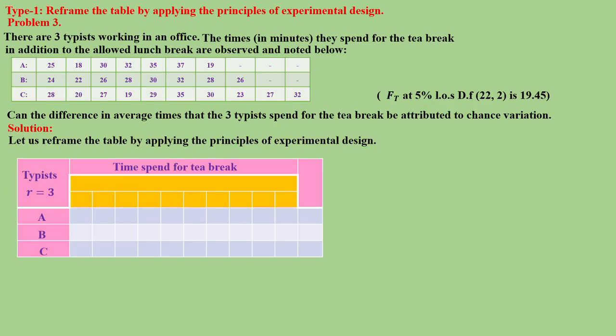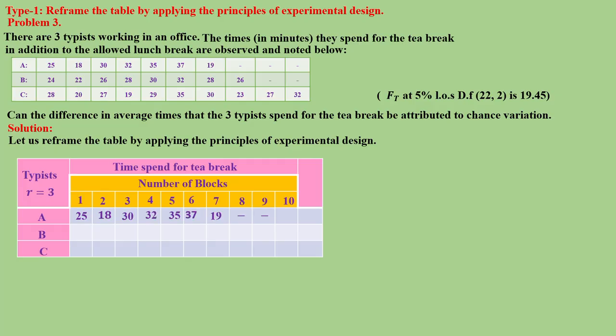So C has the most number of items in the data, right? Given data, that is 1, 2, 3, 4, 5, 6, 7, 8, 9, 10. So make it 10 blocks. So write the time spent. A, right? 25, 18, 30, 32, 35, 37, 19.